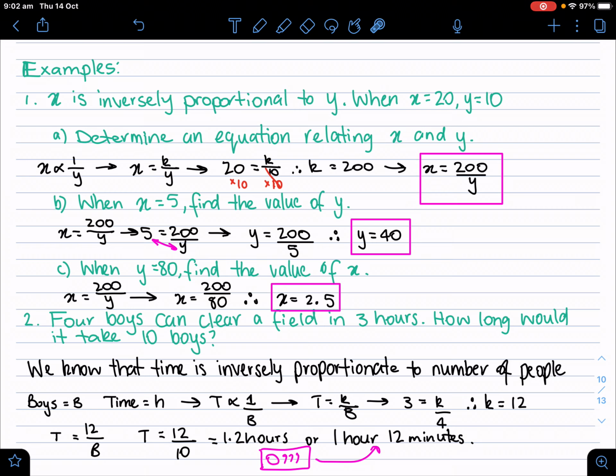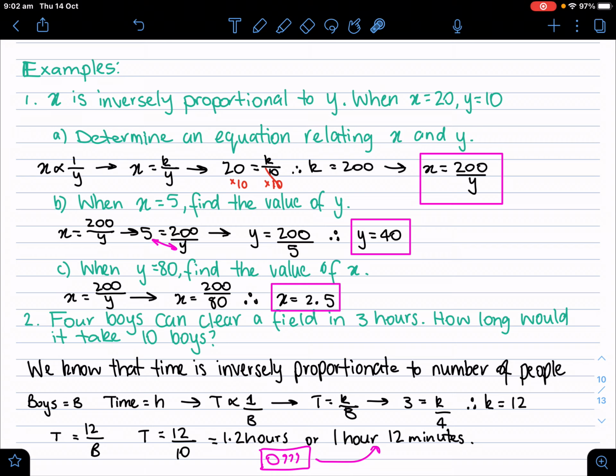Now that I have that 200, I can find my universal formula because I have my k. So that is x equals 200 over y. Very simple. That's my second last step.